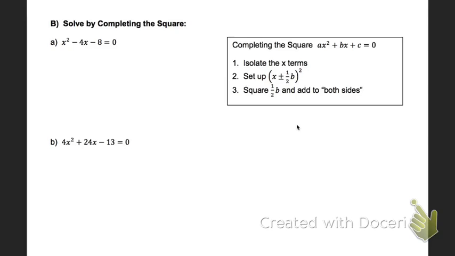I have this. It cannot be factored. You can try to factor it, but you cannot. So I'm going to complete the square instead. The steps are written to the right. You are going to isolate the x terms. So what that means is I'm going to move this 8 to the right. So x squared minus 4x equals positive 8.